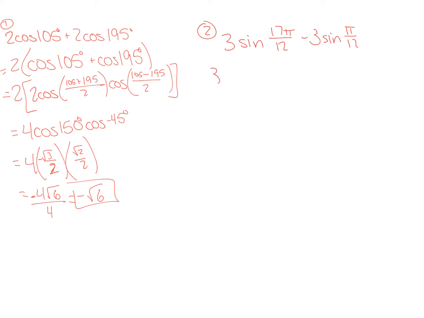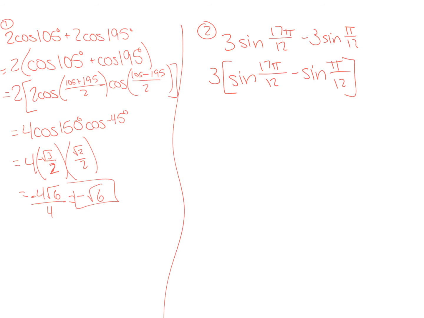So first step, I'm going to undistribute that 3. And now I have a sine of 17 pi over 12 minus sine of pi over 12. Now it's in the format where I can go ahead and use my formula. This one may look a little sticky. It'll get cleaned up pretty quick, but we have 3 times 2 cosine.